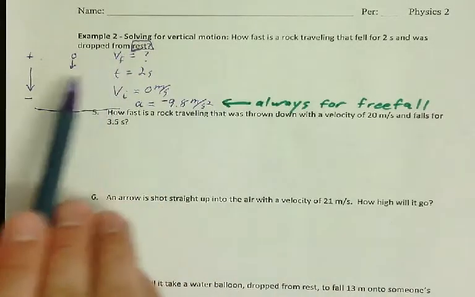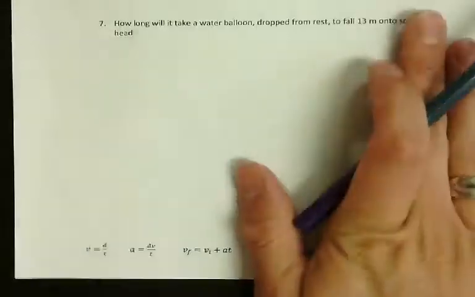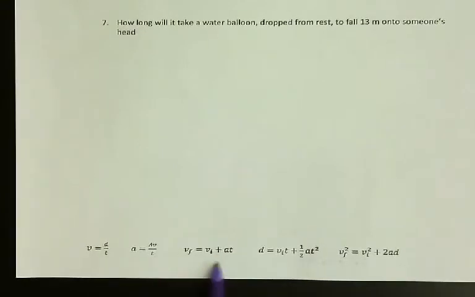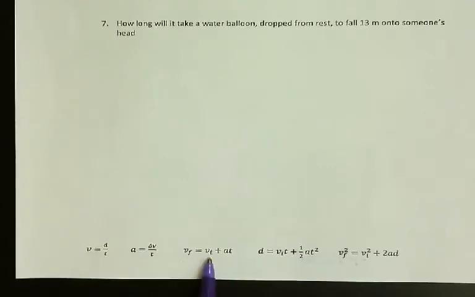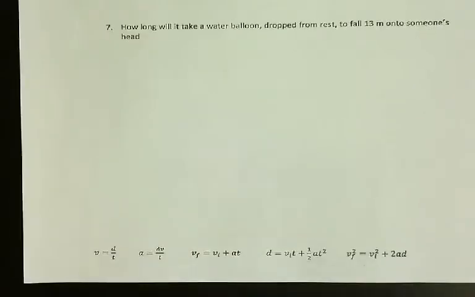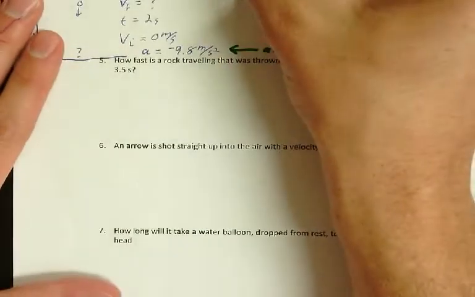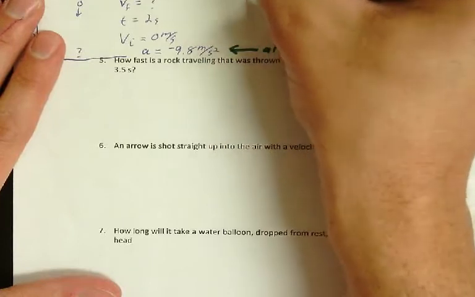So VF, T, VI, and A. Here we go, Old Faithful. Now you might be saying, well, could it be one of the other ones? Sure, but if this one works, then just use it. At the first equation that works, just try it and see if you can get it. So we're going to use Old Faithful here. I'll even show you the other way of doing it.